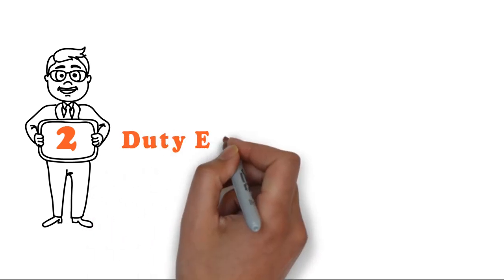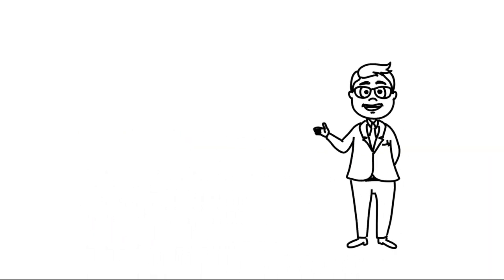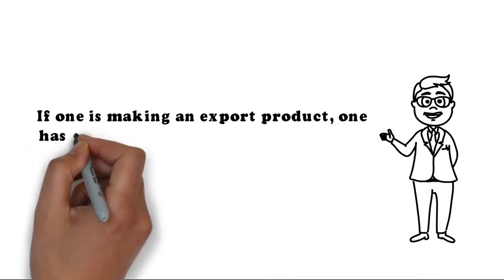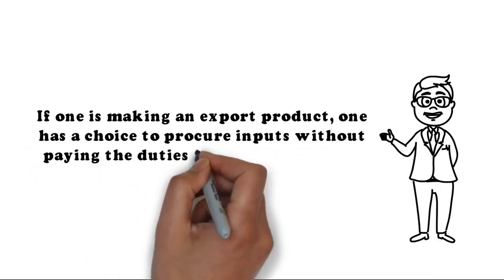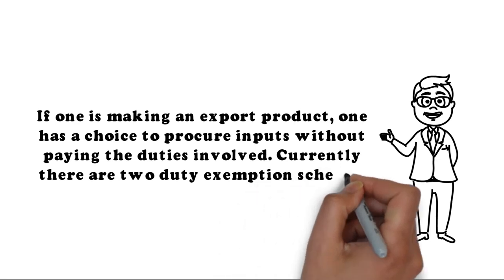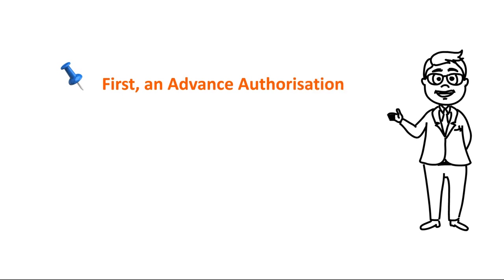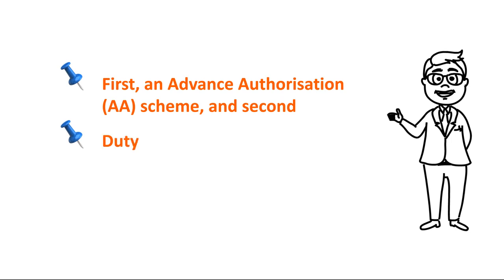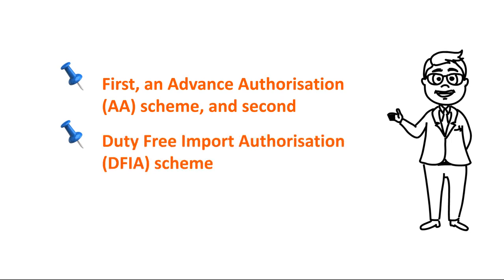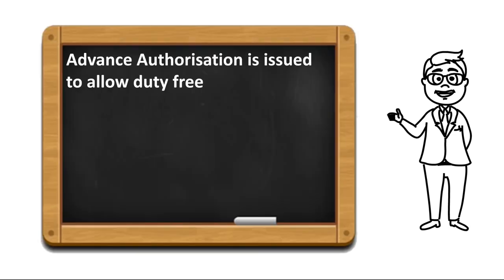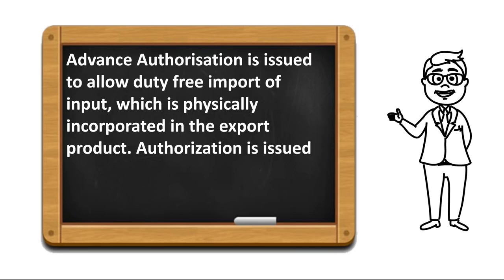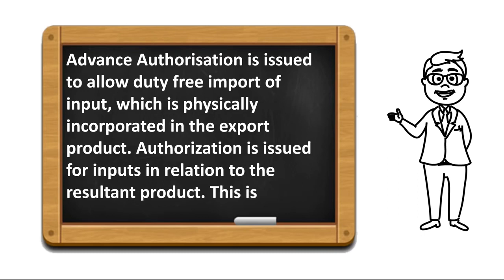2. Duty exemption schemes. If one is making an export product, one has a choice to procure inputs and raw material. Currently, there are two duty exemption schemes. First, an advance authorization AA scheme, and second, duty-free import authorization DFIA scheme. Advance authorization is issued to allow duty-free import of input which is physically incorporated in the export product.